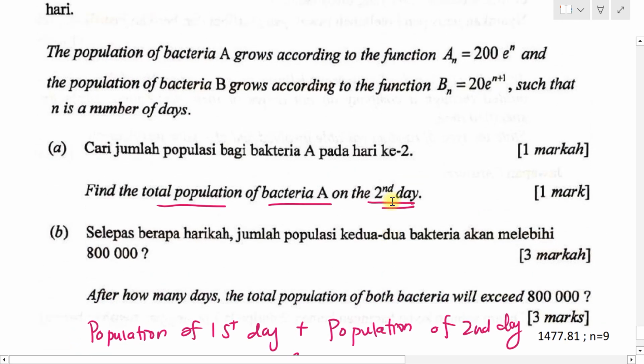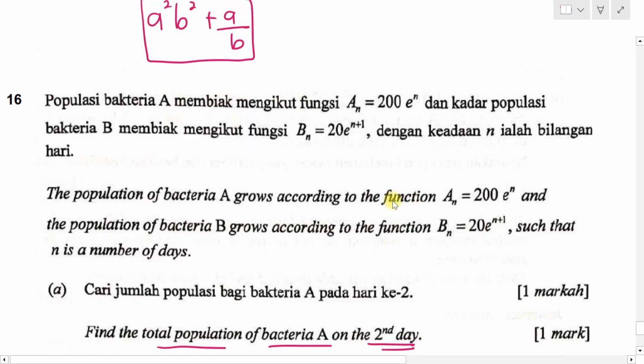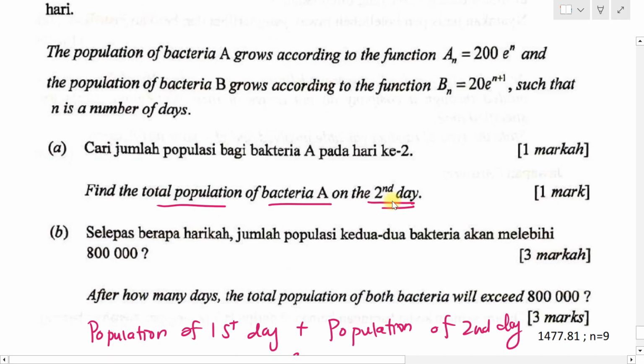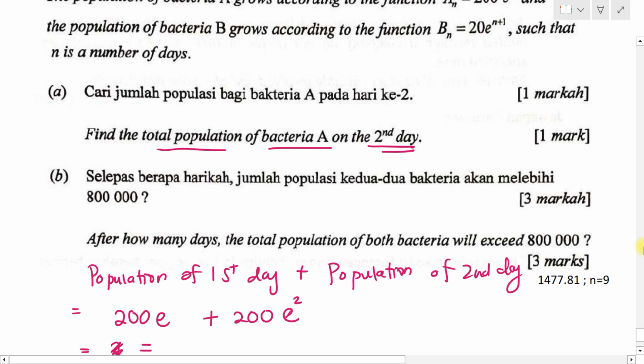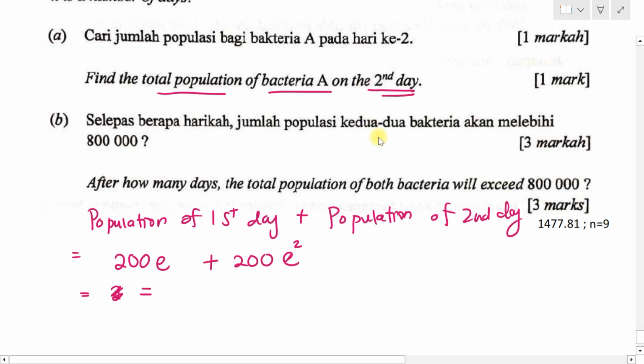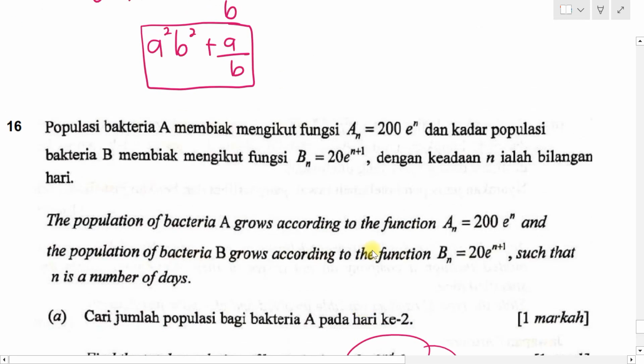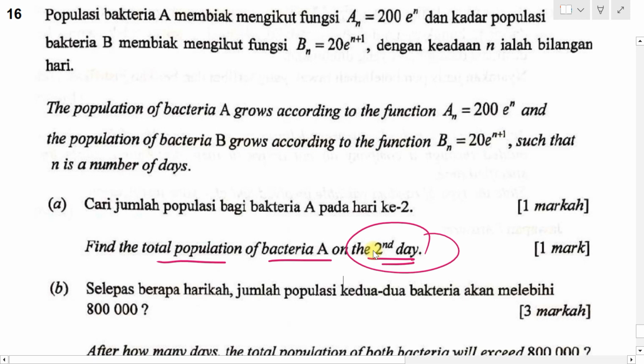On the second day. But I didn't get the answer. Okay, wait. What could be the error here? First day, second day, total population. Oh, I think find the population on the second day. That means second day only, is it? Let me see. Yeah, they calculate the second day only. On the second day only. Find the total population of bacteria on the second day. The question is a little bit not clear about what happened on the second day. Total population.